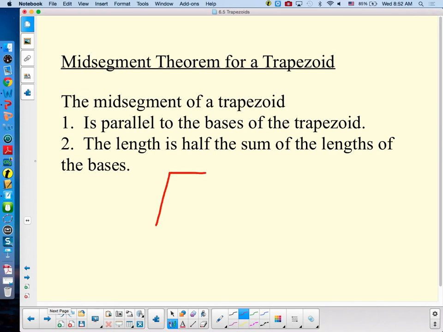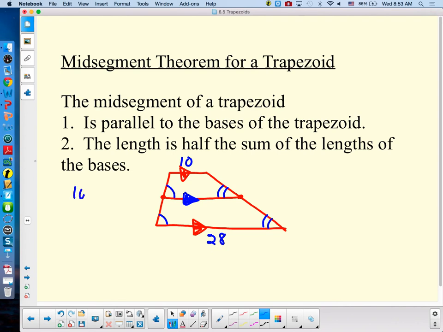So that would be like the example that we just did. So I'll give you some more numbers for you to put in your notes. Okay, so you would end up with this being parallel to the bases. So that would mean like these two angles are congruent, corresponding angles. These two angles are congruent, again, corresponding angle postulate. The lengths, if this one is 10 and this one is 28, the midsegment would be 10 plus 28 is 38, divided by 2 is 19. The length of the midsegment is 19. Pause as you need to.